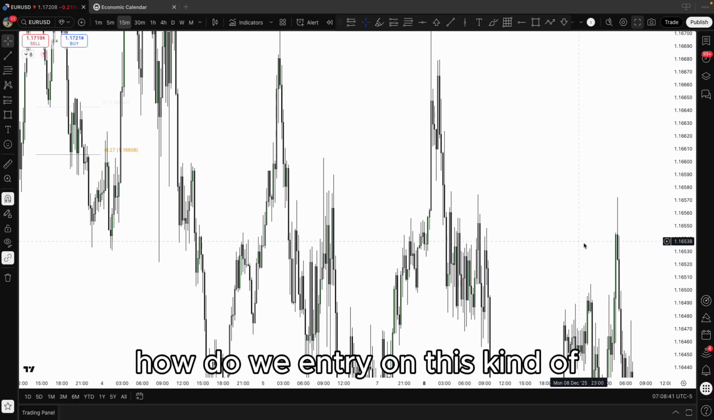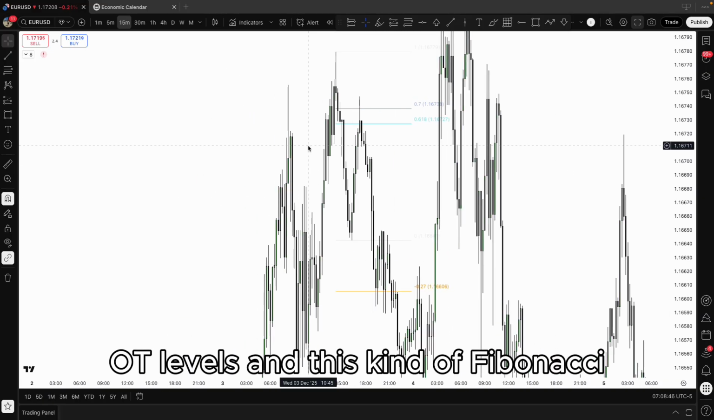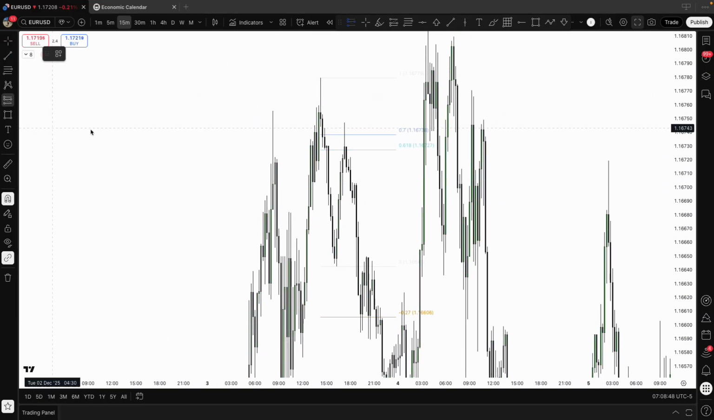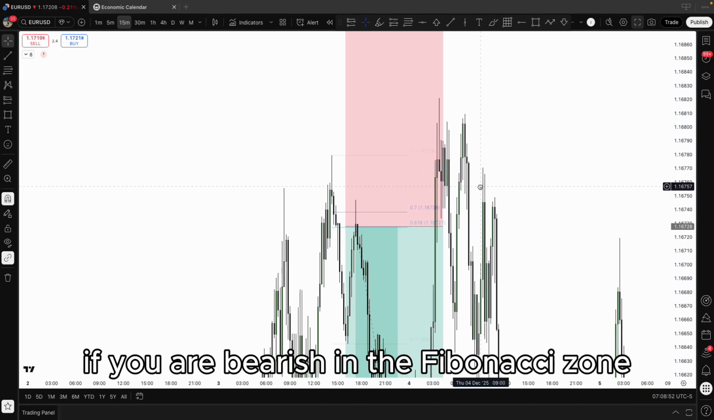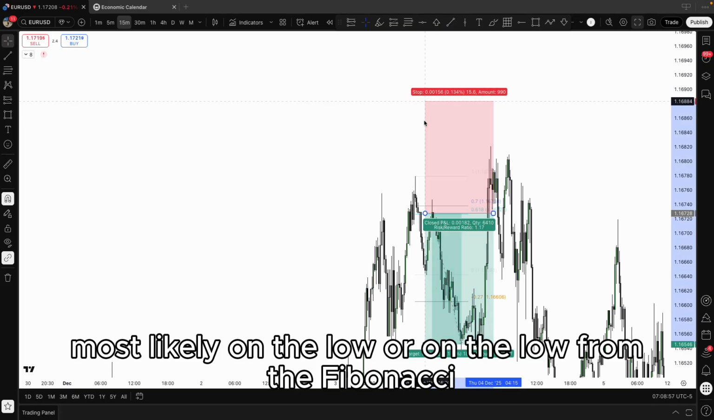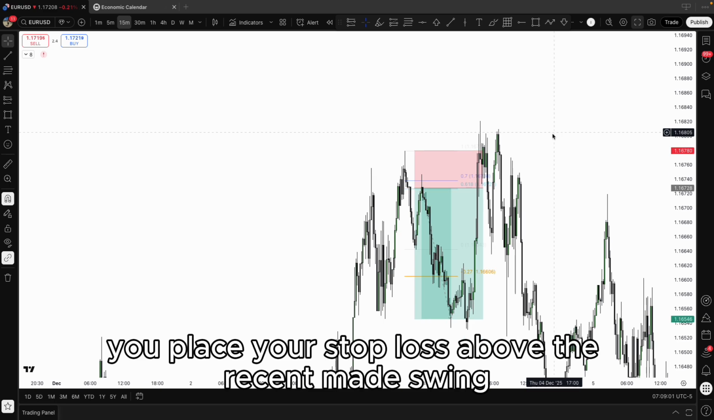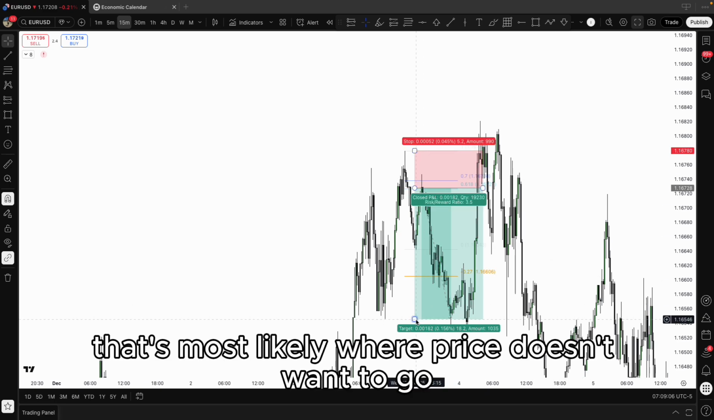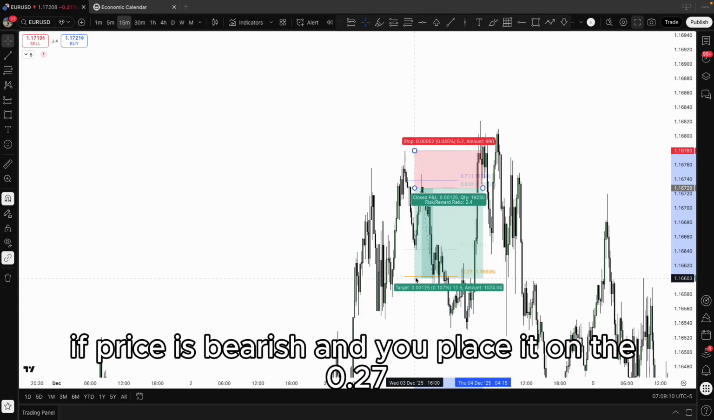How do we entry on this kind of OTE levels and this kind of Fibonacci? It's really easy. You place your entry, if you are bearish, in the Fibonacci zone, most likely on the low from the Fibonacci if you're bearish, and the high on the Fibonacci if you're bullish. You place your stop loss above the recent swing high if you're bearish. That's most likely where price doesn't want to go if price is bearish. And you place your target on the minus 0.27.